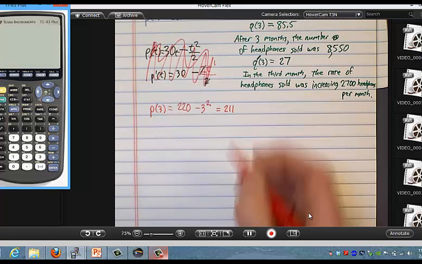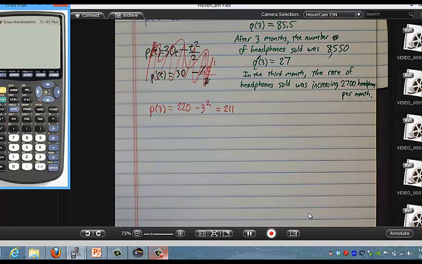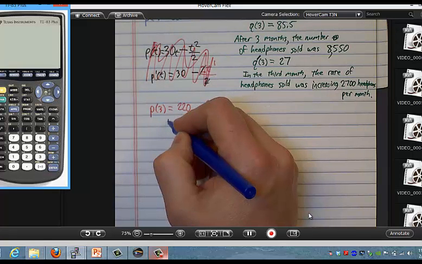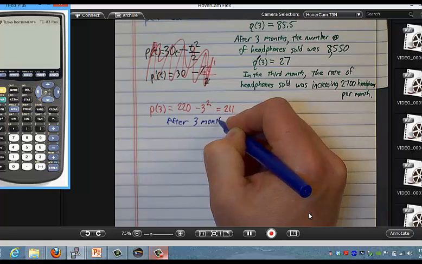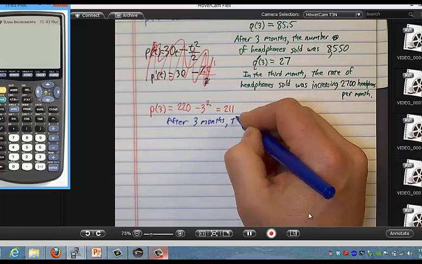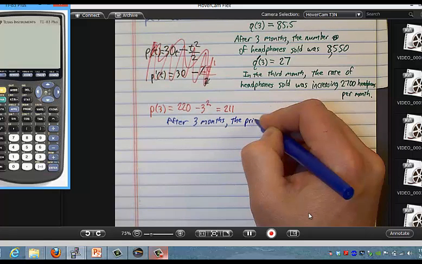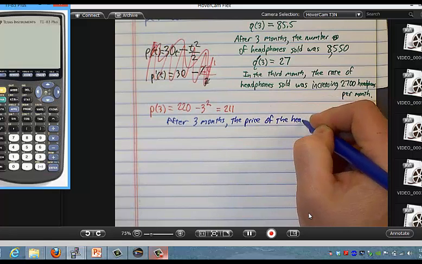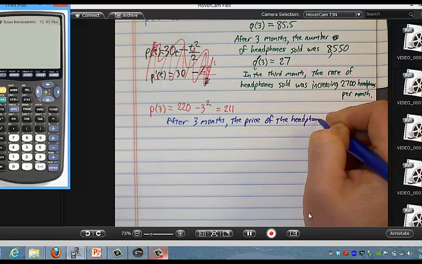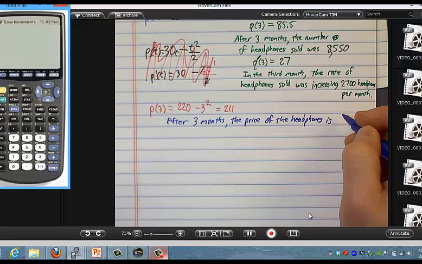So what does that mean? Oh, I know. After 3 months, what would we say? Remember what P of T stands for? Yeah. The price of the headphones. Has it gone down? Well, a little bit, right? Is $211.